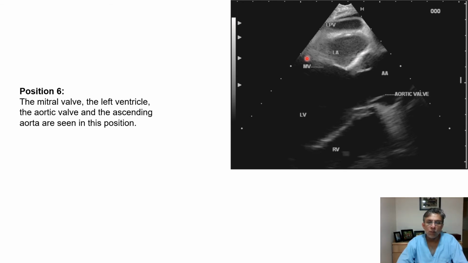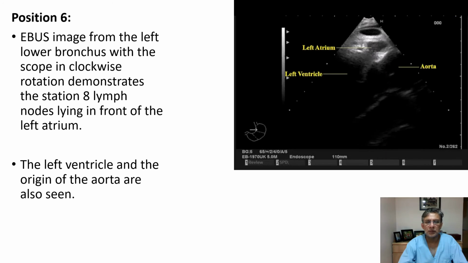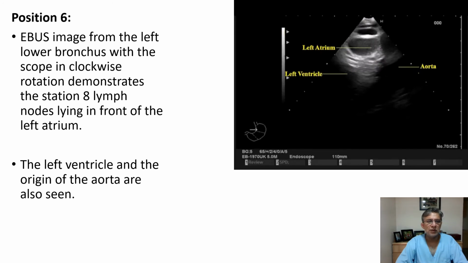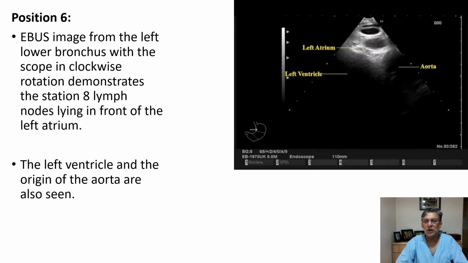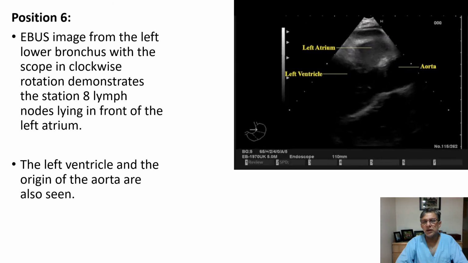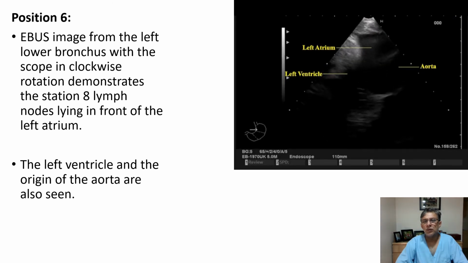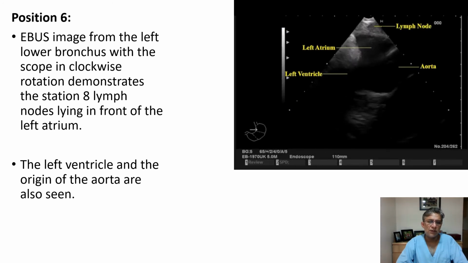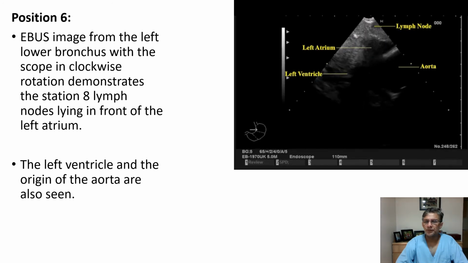This is the mitral valve, left ventricle, and the aortic valve can be seen as we look from the left bronchus. This is a video which shows from the left bronchus the left atrium, and this left atrium flows into the left ventricle, and this is the ascending aorta with its wall. We can see this lymph node close to the left atrium. This is a station 8 lymph node.